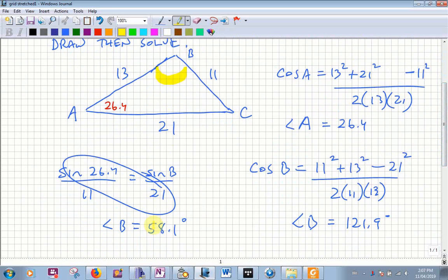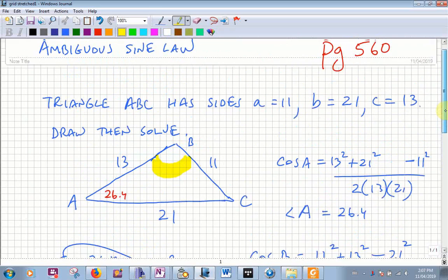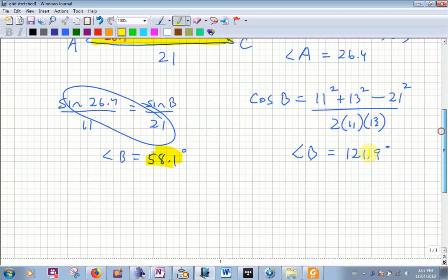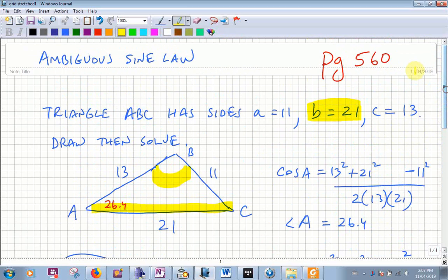So here we should have asked, does that look like 58 degrees? Remember I asked you which is the largest angle? That would be opposite the largest side. This is the angle. What's the name of this stuff I'm doing today? Ambiguous sine law. What's ambiguous mean in English? Open to interpretation. Double meaning. You have two different meanings here.